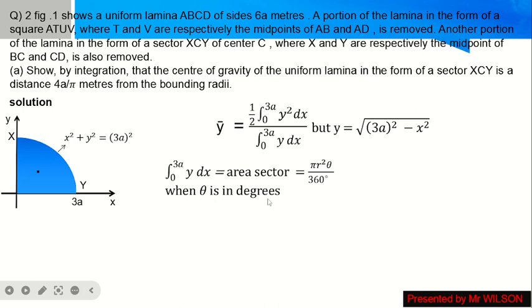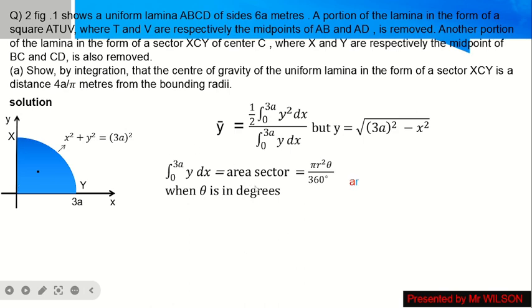This is when theta is in degrees. Now here, the theta here is 90 degrees. What the angle this one makes with the remaining body, with the axis here, is 90 degrees. Okay, we can see that. So the angle here is 90 degrees.